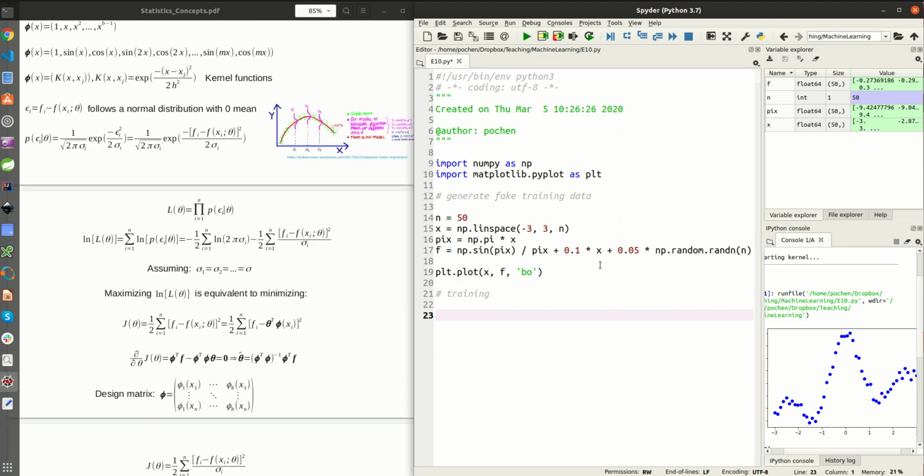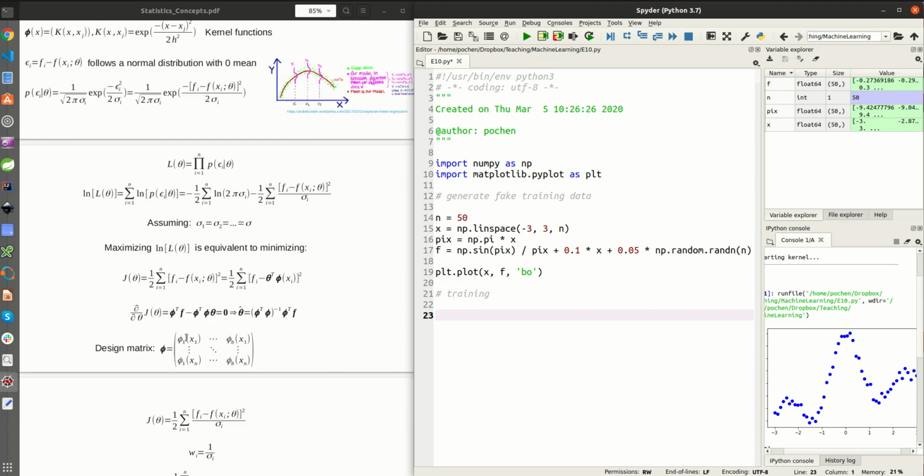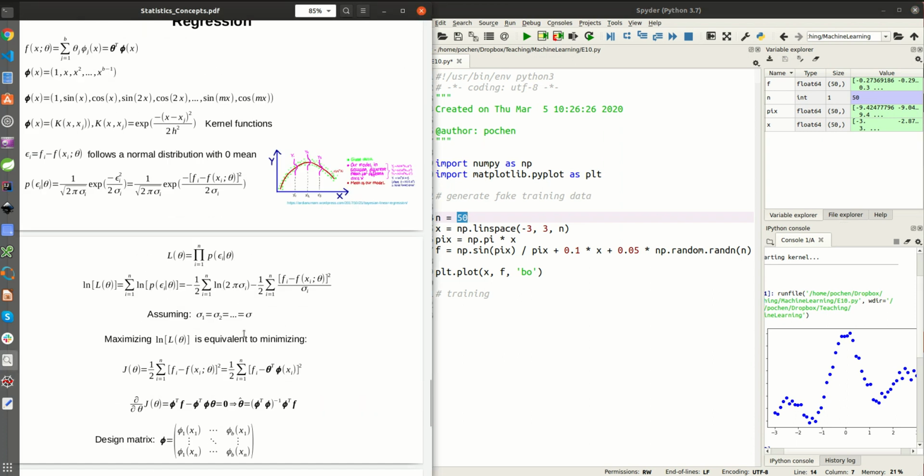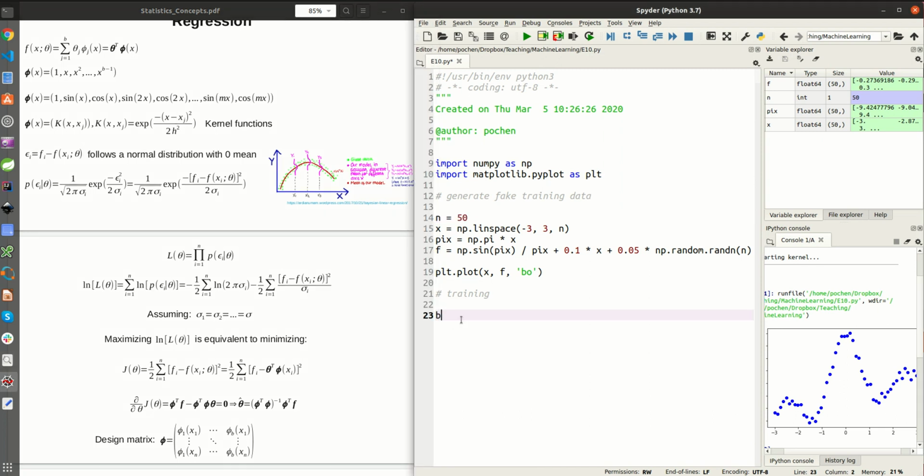The first thing we're going to do is to construct the design matrix phi. The design matrix is supposed to have how many rows? The row number is going to equal the number of training data, which is 50, x1 to xn. And for this particular kernel function, how many columns? The number of basis functions is going to equal the number of training data, so it's going to be 50 by 50. So b is going to equal n.